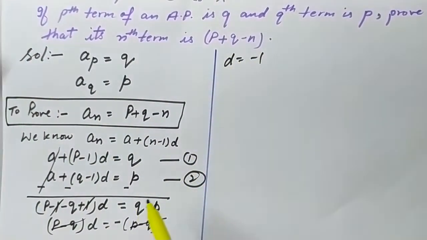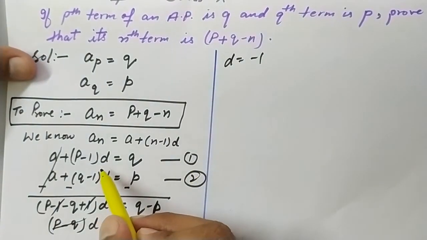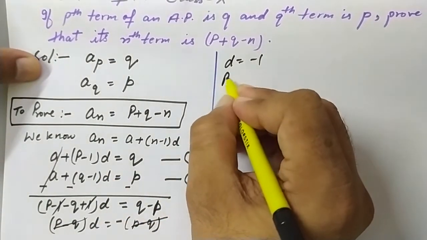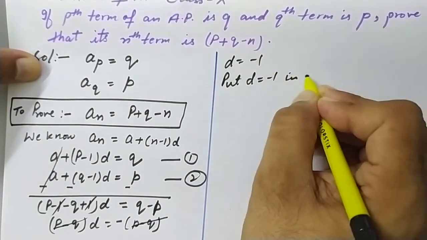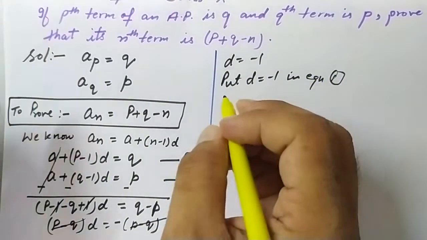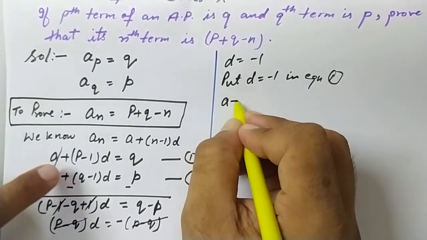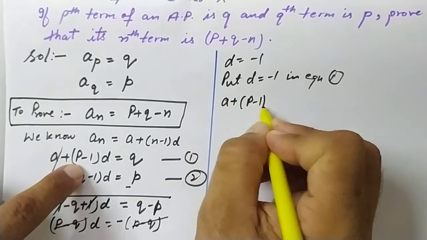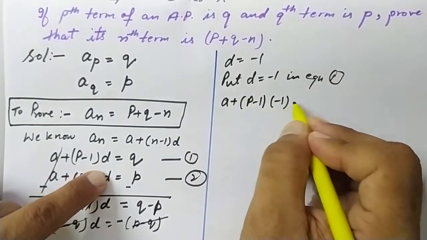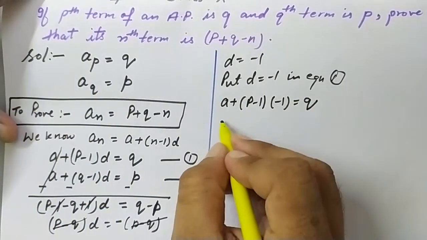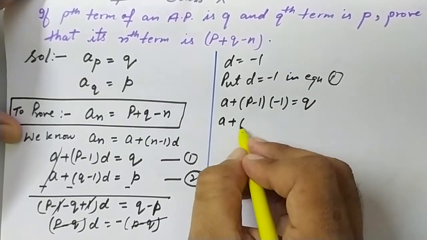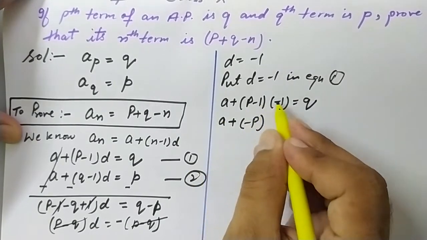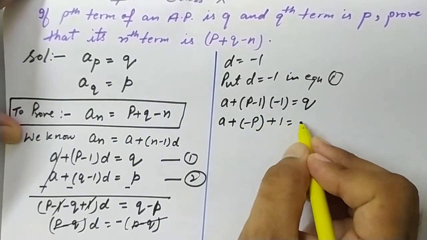Now I'll fill the value of D in equation 1. I'll get the value of A also. So I'll put D is equal to minus 1 in equation 1. So A plus P minus 1 and D is minus 1 now is equal to Q. So now open all these, minus 1 into P is minus P, right? Minus 1 into minus 1 is plus 1 is equal to Q.